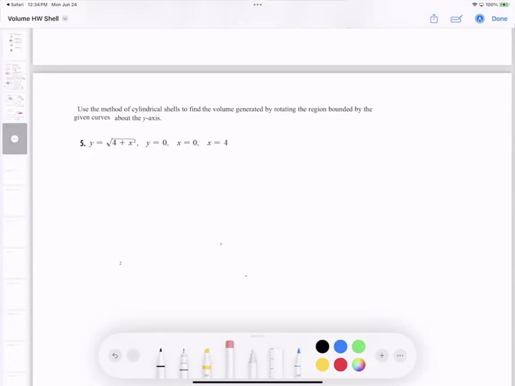Use the cylindrical shell to find a volume generated by rotating the region bounded by the following curves. y equals the square root of 4 plus x squared, then y equals 0, then x equals 0 and x equals 4, and you're rotating it about the y-axis. You're going to apply the method of cylindrical shell, everybody.